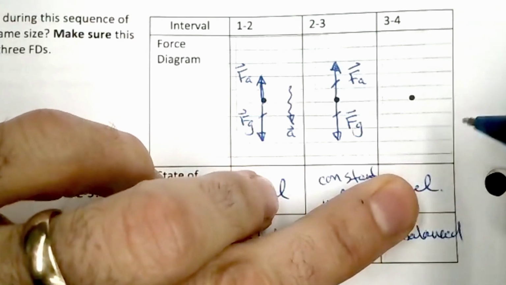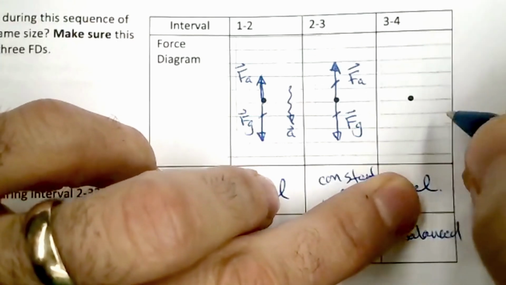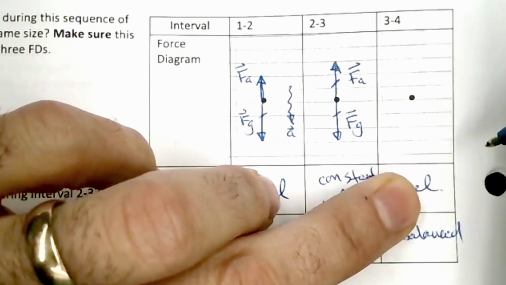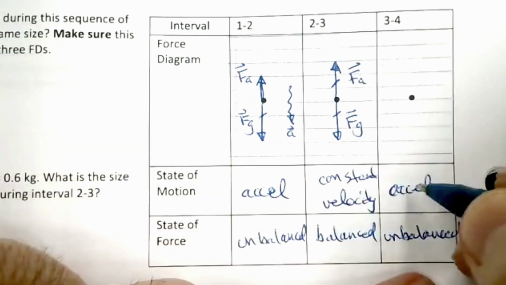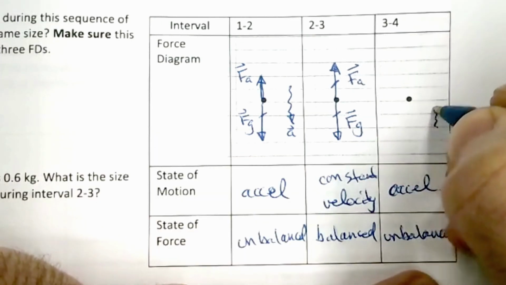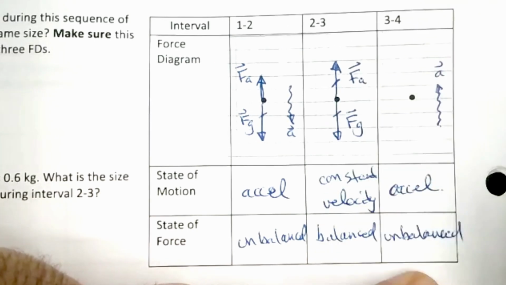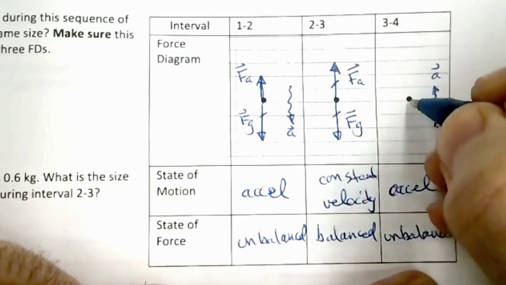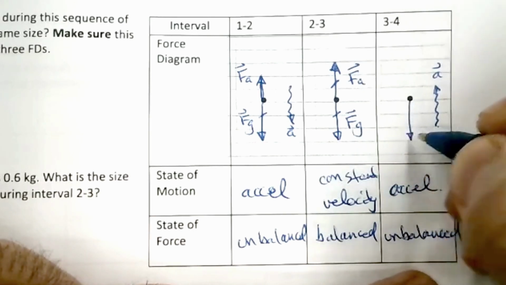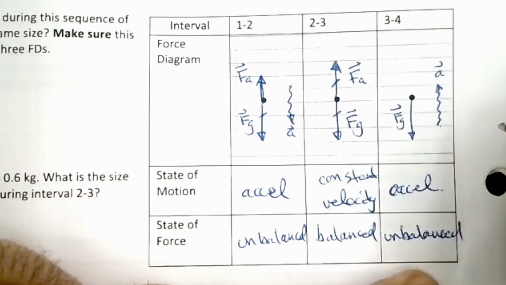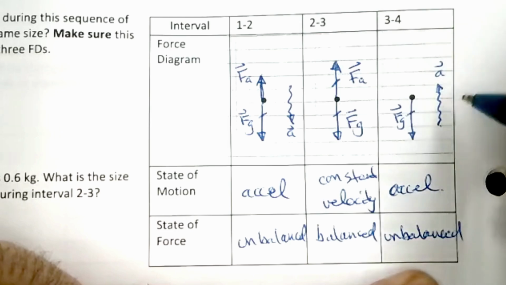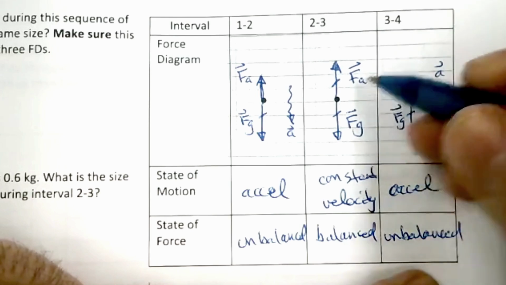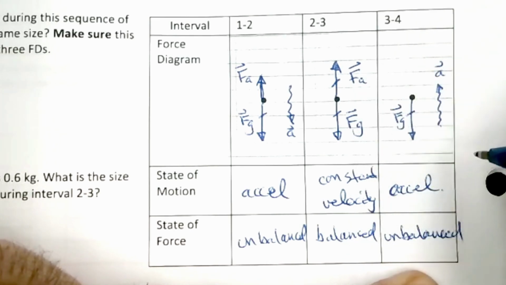Since it's slowing down, the acceleration must be pointing upwards. It's moving downwards and it's slowing down, so the acceleration has to be in the opposite direction to the velocity. So we know that the acceleration in this situation must point upwards. The force of gravity has not changed size, so we're going to be really careful about that. All three force of gravity vectors are the same. But now, because the acceleration is pointing upwards, we know that the upwards applied force must be larger than the downwards force of gravity.